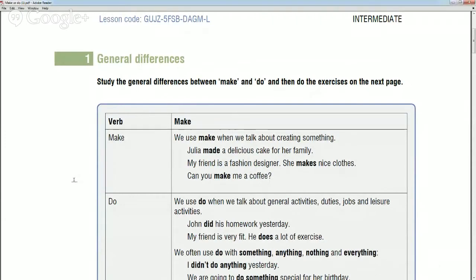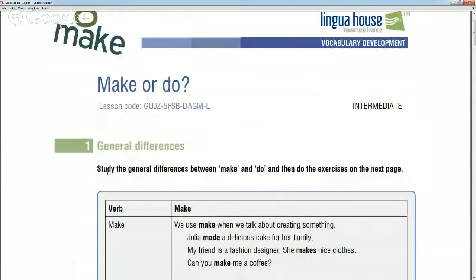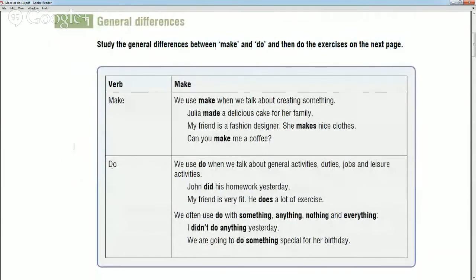Okay. What we're going to do is systematically go through this worksheet, and I think I have it available for you to download. Bear with me a moment, and I'll get that linked to you guys as well. Okay, so let's study the general differences between make and do, and then do the exercises on the next page.